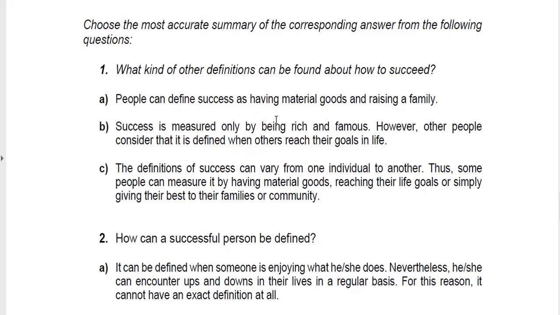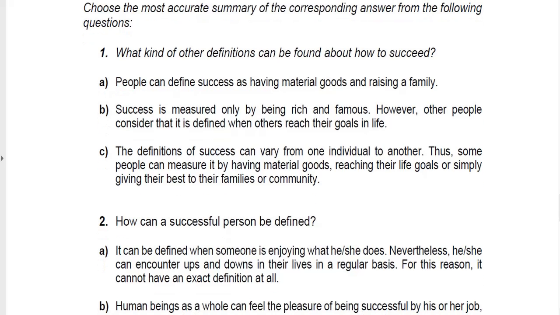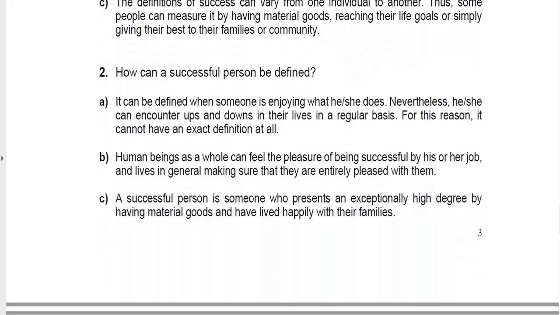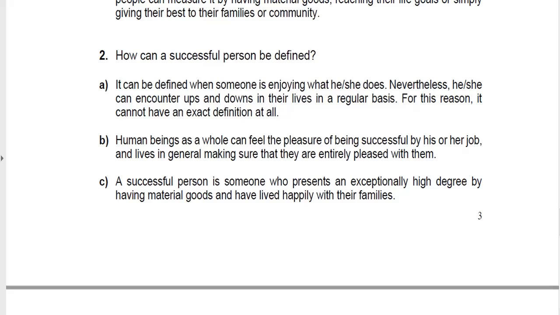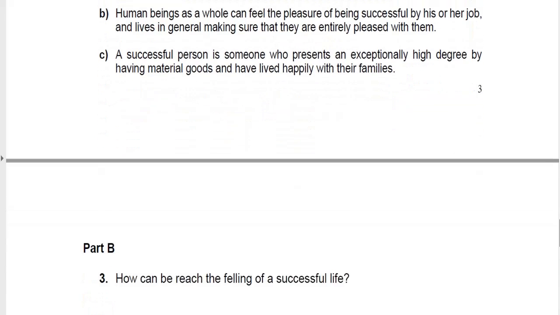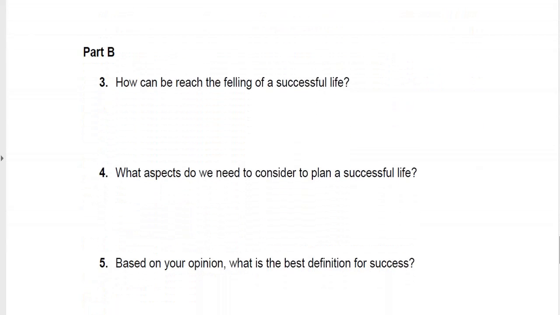So you have two questions, you have to mark with an X, and you have to choose what other definition can be found about how to succeed. Okay, this is according to the text. And the second question says how can a successful person be defined? So you have three options, and you have to choose how can a successful person be defined, okay, according to the text.